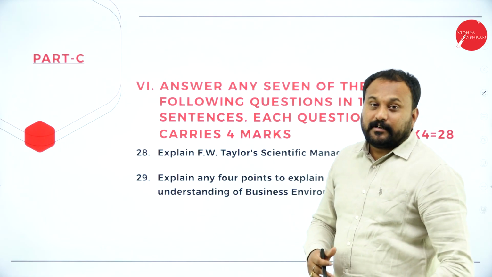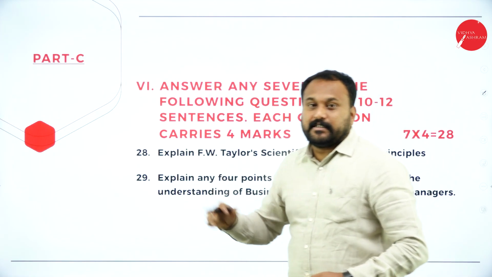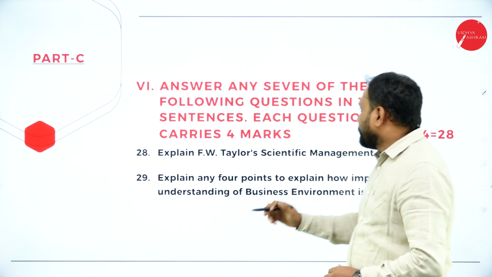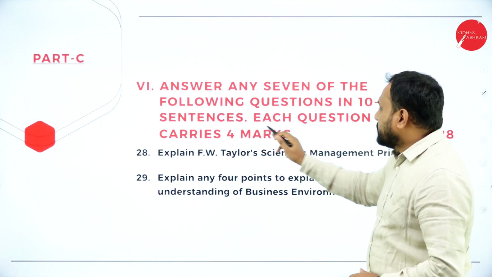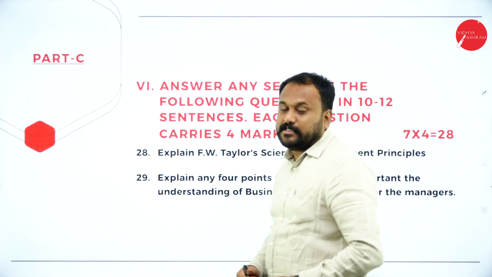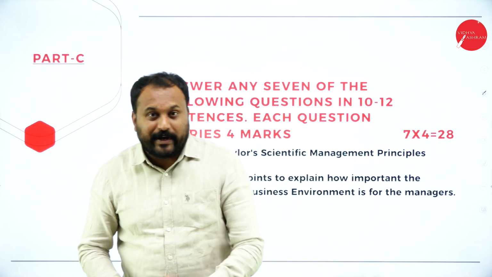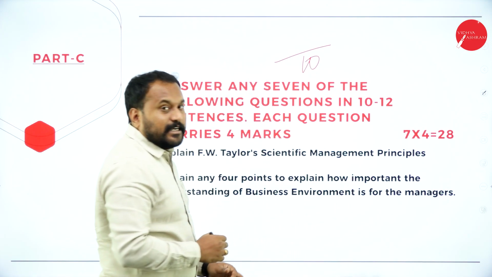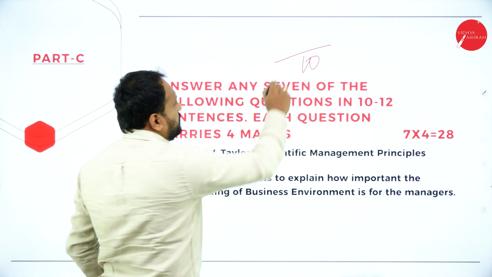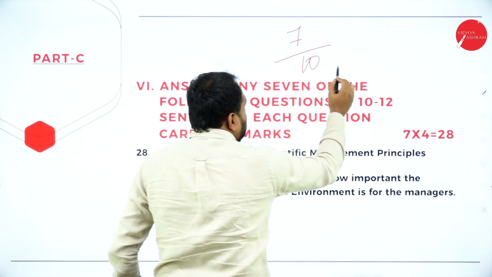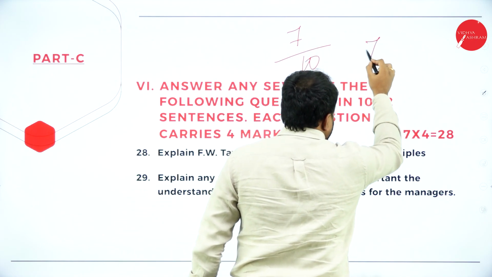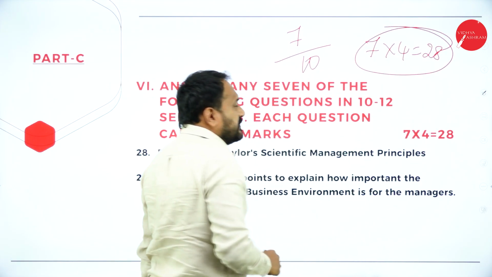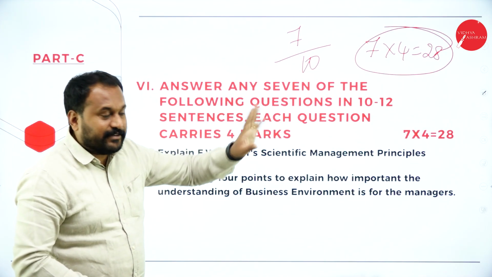Next one. Part C, 6th main, we have: answer any 7 of the following questions, in 10 to 12 sentences, each question carries 4 marks. That means you will have 10 questions here, students. In those 10 questions, you are supposed to only write 7. So 7 into 4 is equal to 28. Only 7 questions. That means 3 questions you can leave.